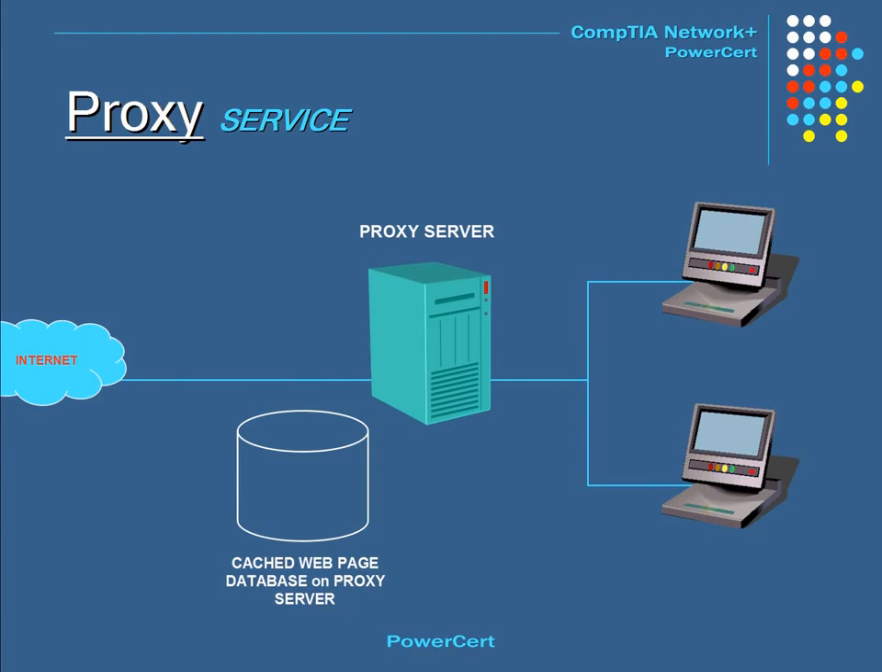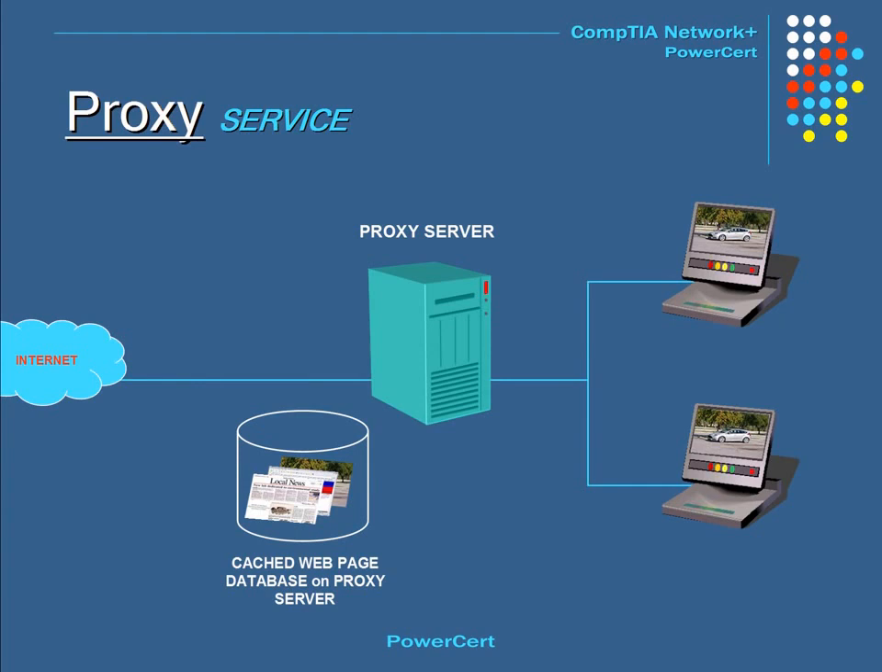So for example, if a company uses a proxy server, whenever a user wants to retrieve a web page, the proxy server will retrieve the web page from the internet on behalf of the user, and then it will store that web page into a centralized cached database. So if another user on a different computer goes to a web page that has been stored in the proxy database, the proxy server does not have to go out on the internet to retrieve the web page. It can simply retrieve it from its database and send it to the user.